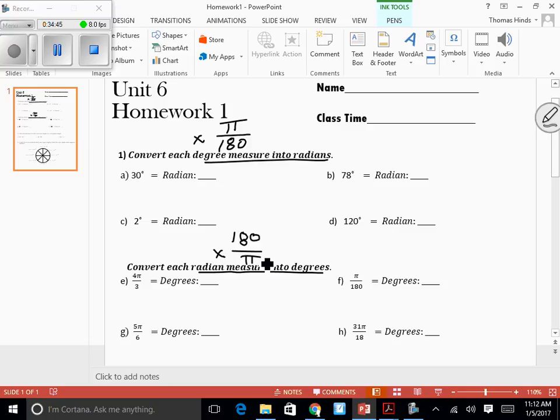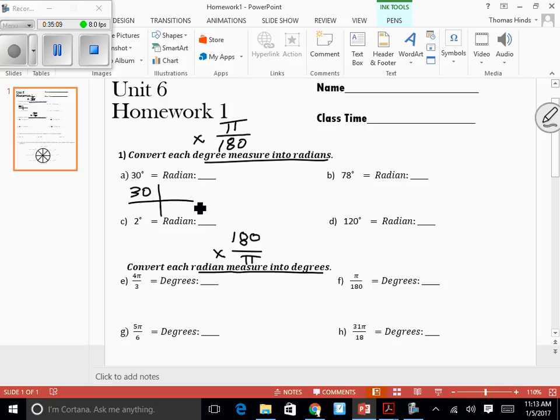Let's get one answer. To get 30 degrees into radians, you simply do this. You write the 30. You make a times sign. This is called dimensional analysis. At least that's what my chemistry teacher in high school called it. What are you going to put on the other side of the times sign? You're going to put your fraction that you're converting.